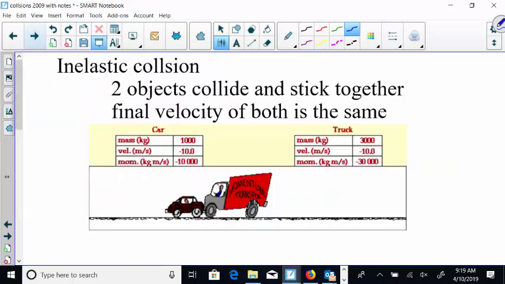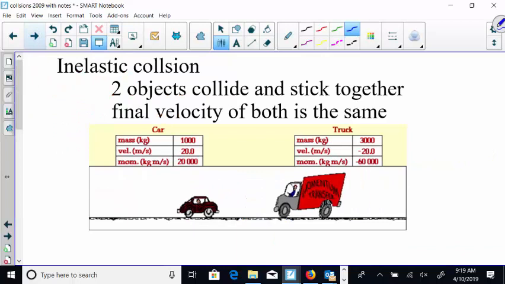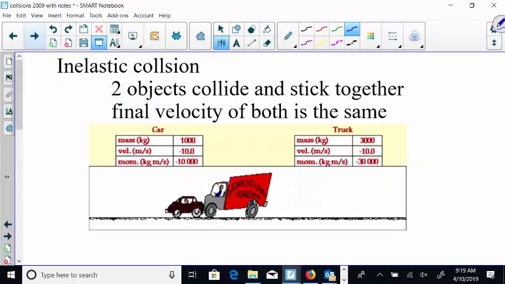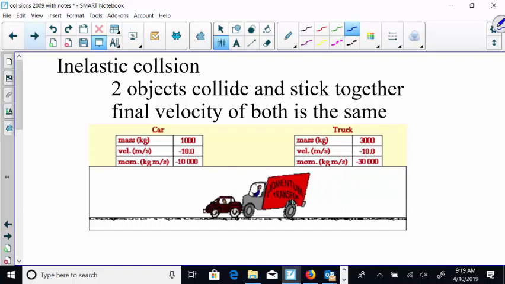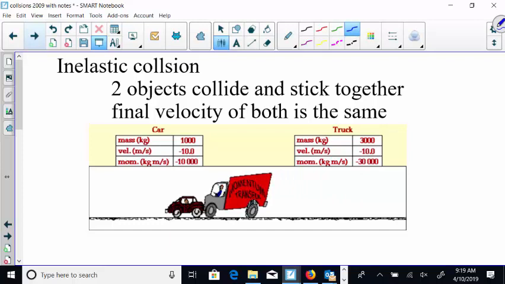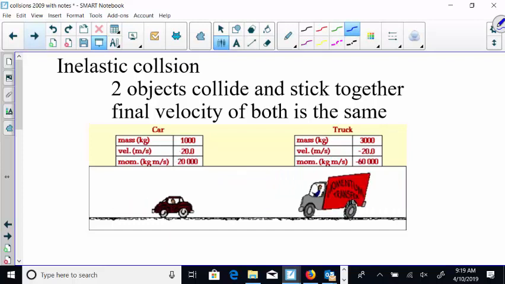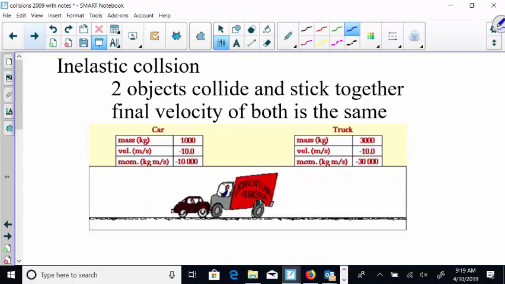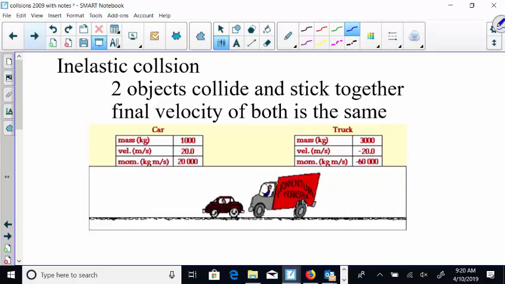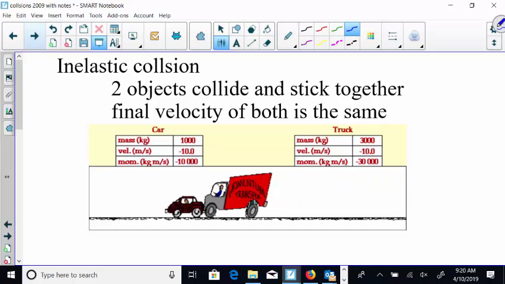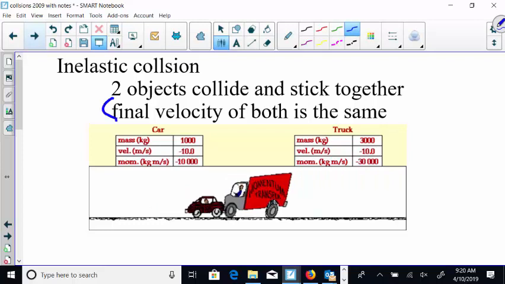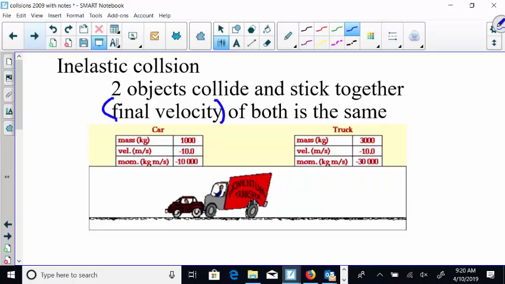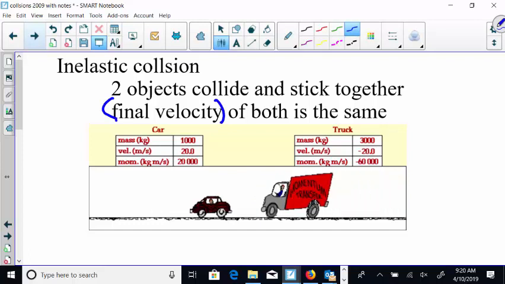Now, the second type of collision is called an inelastic collision. An inelastic collision is when two objects collide and stick together. So, elastic, bouncy, like a rubber band. Elasticity, bouncy. Inelastic, not bouncy. Now the objects are going to stick together. The key here is that when they stick together, the final velocity remains the same.